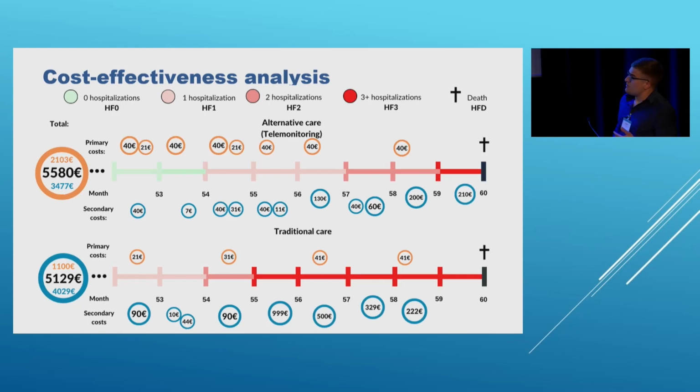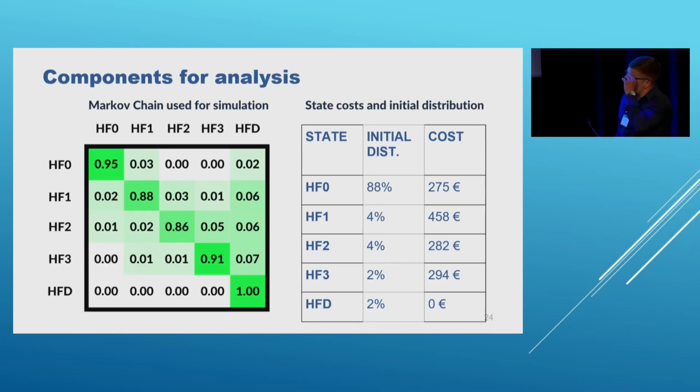From the graph, we can see that the alternative care costs more, but the quality of life of the patient is better. And for determining whether or not the telemonitoring is feasible, we can do cost-effectiveness analysis, and for that we need 3 main components, which we can learn from observational data.